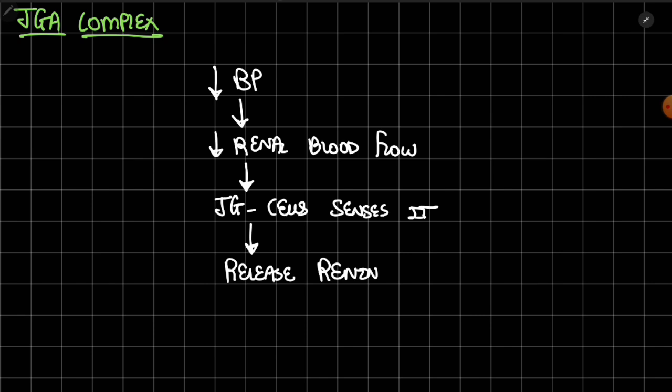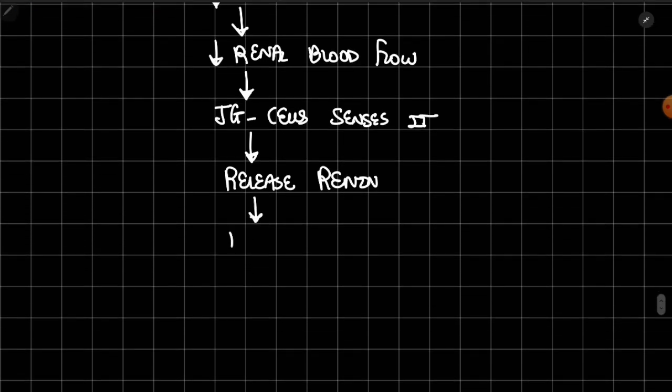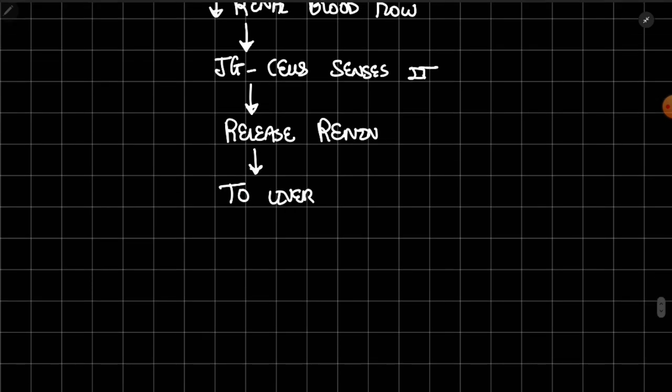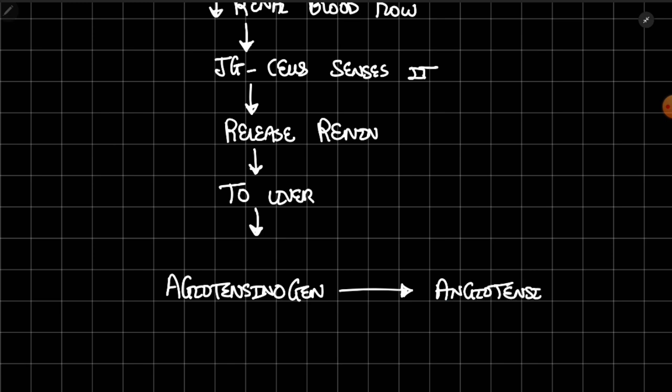This renin will go to liver, and mind it, this is renin, the enzyme secreted by JG cells, not the rennin present in milk protein. So the JG cell senses it, releases renin, it goes to liver, and here one procedure occurs: angiotensinogen to angiotensin 1 with the help of this renin.